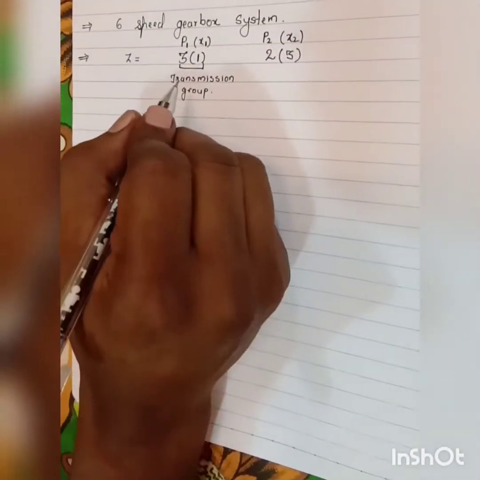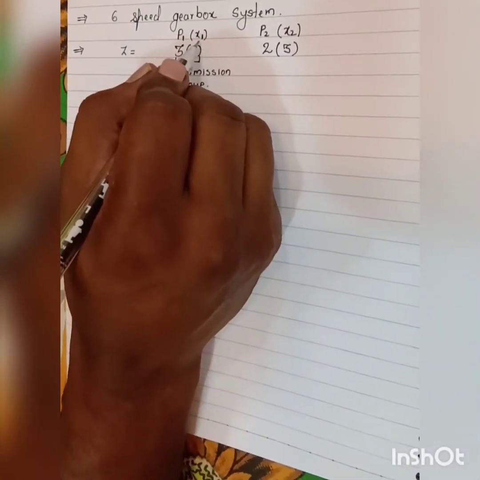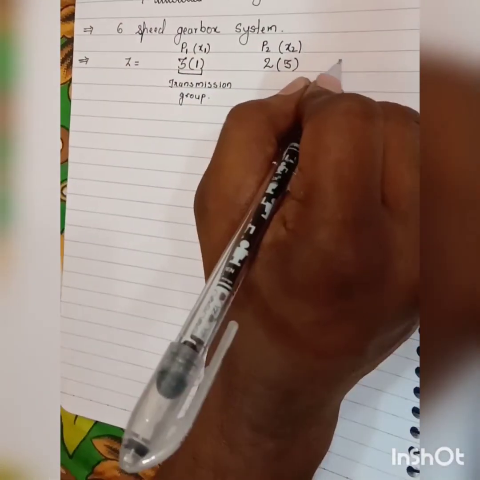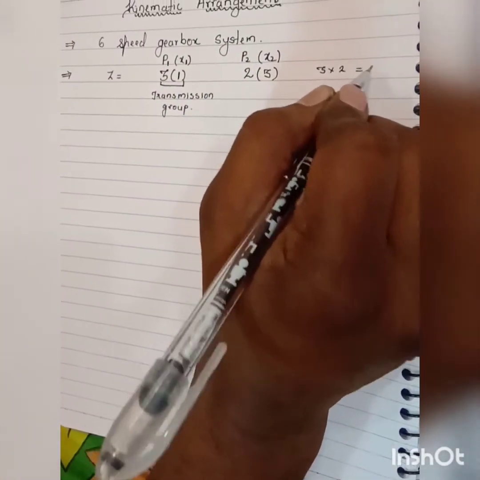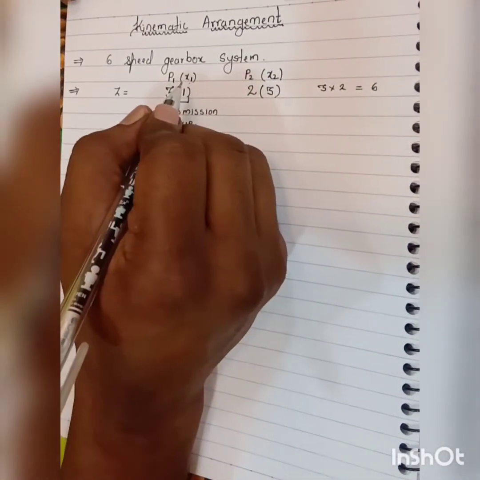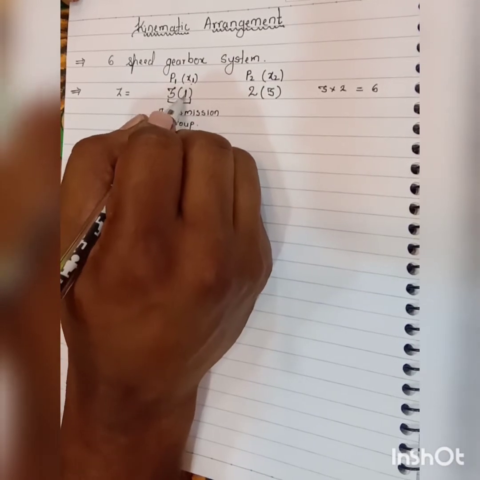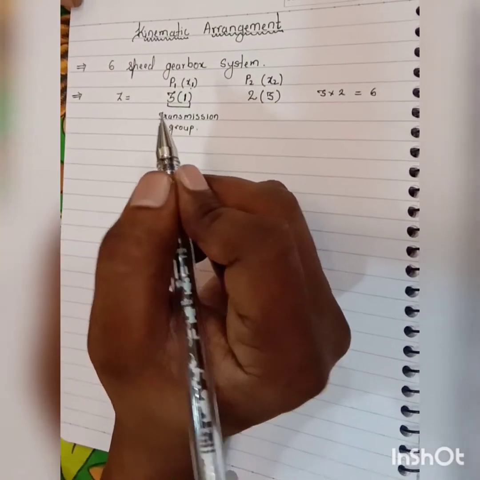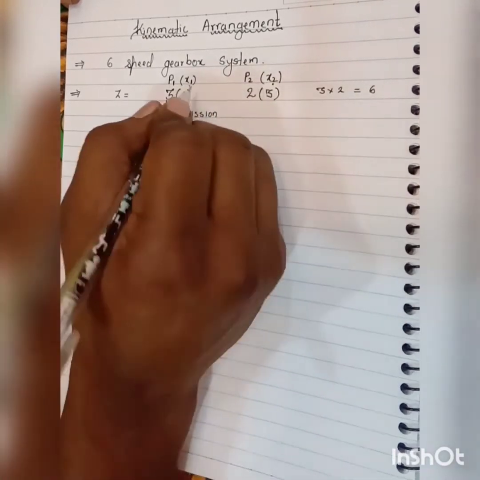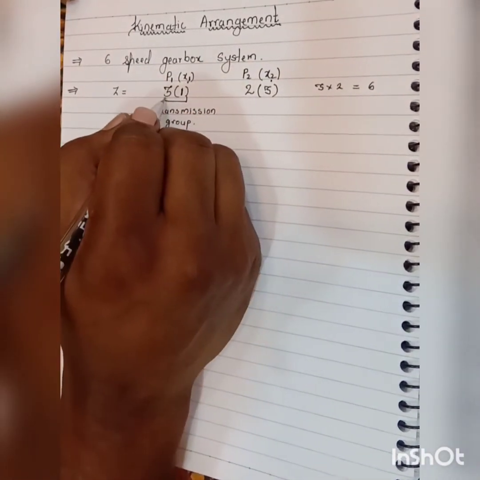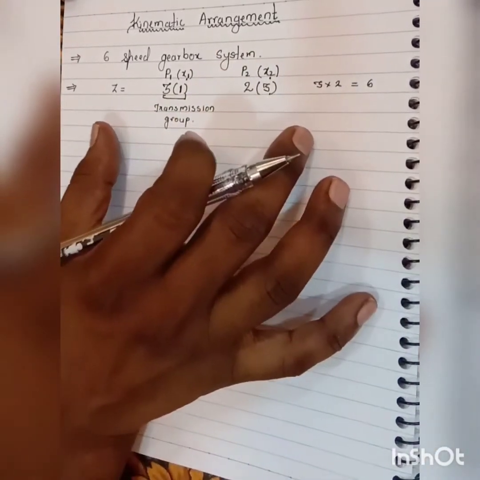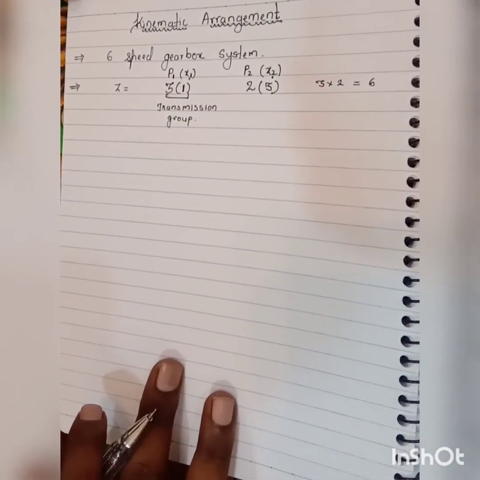I will explain how this Px is written. We know the factor 3 into 2 is equal to 6. Now x1 you always assume as 1, so we have assumed it as 1. Then x2 will always be the coefficient of x1, so in this case it is 3, so we have written 3. So this is the structural formula for a 6-speed gearbox system.